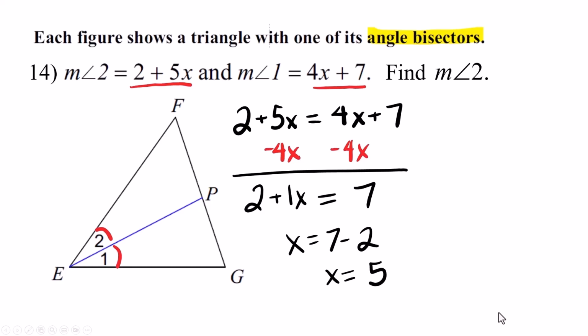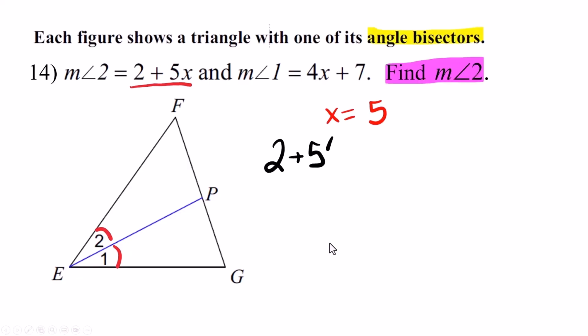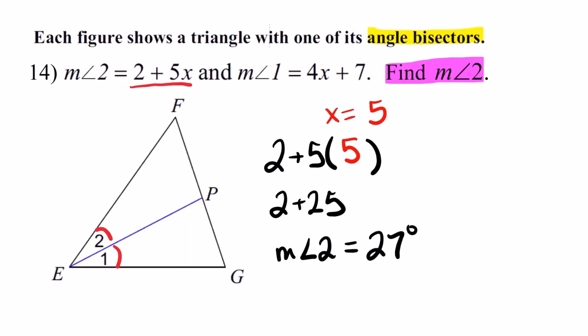Are we done? Did we have to solve for x? No, they actually want to know how big angle 2 is. So let's substitute that 5 back in there. We've got 2 plus 5 times the 5. 2 plus 25, because 5 times 5 is 25, and we end up with angle 2 equals 27. If you get a little bit tired, you're going to probably go 5 and 5 and put a 10 here. Be careful. You're multiplying, but every brain gets tired, so stuff like that will happen.